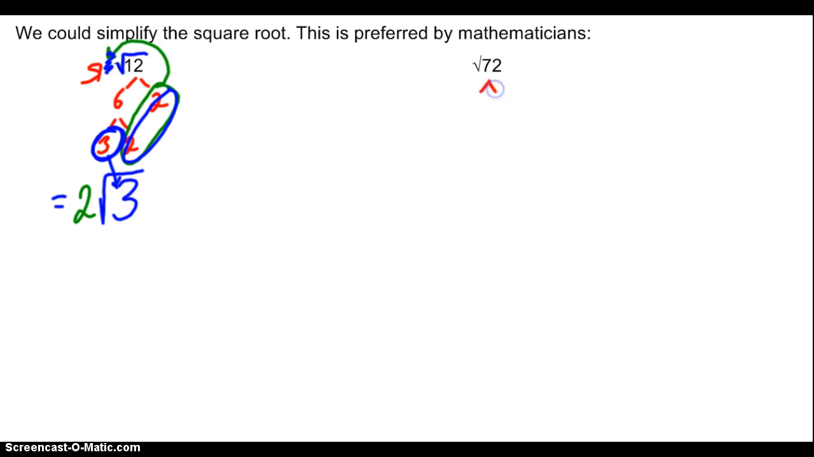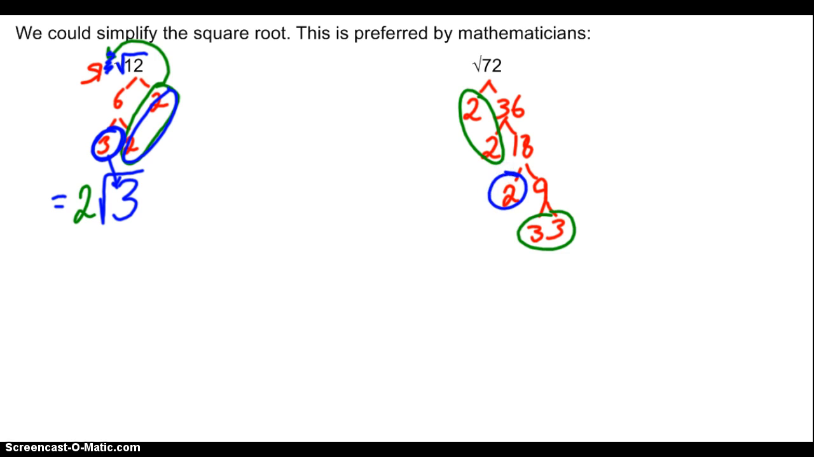Well, the square root of 72, let's see, factors into, I guess I could do 2 and 36. I could factor 36 into 2 and 18. I guess I can do 18 into 2 and 9, and then 9 into 3 and 3. And so it looks like I've got a pair of 2's, a pair of 3's, and a lonely 2 that has to stay inside the square root.